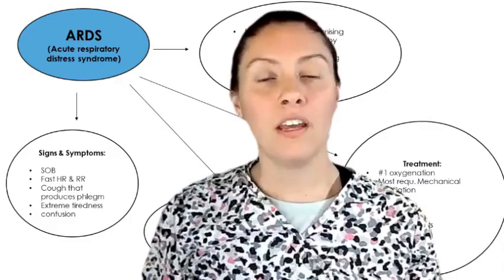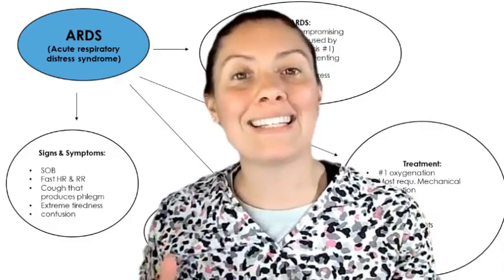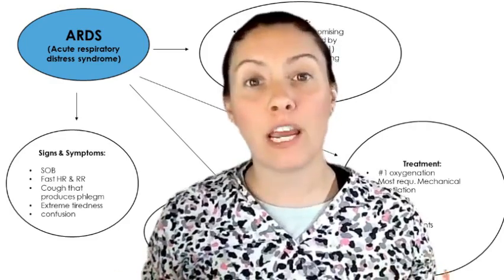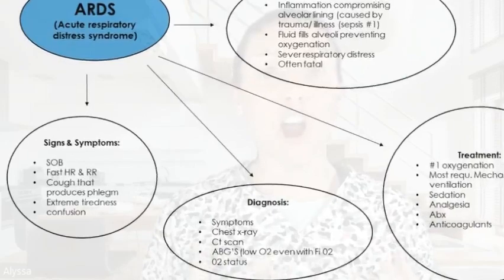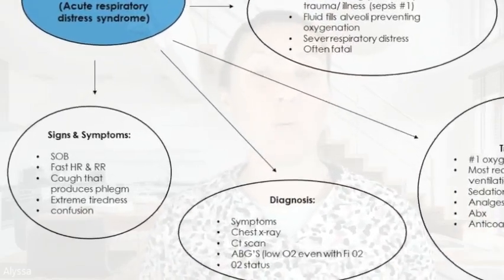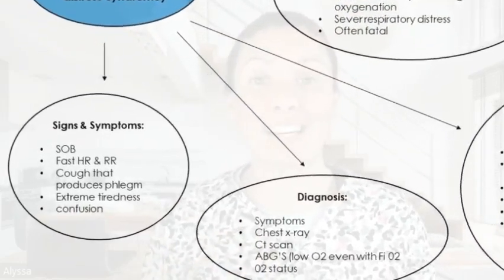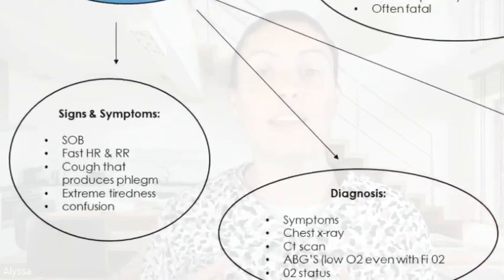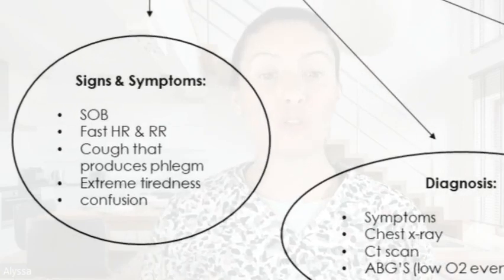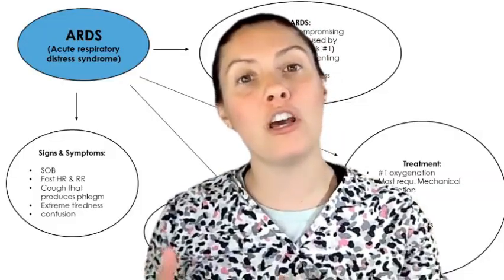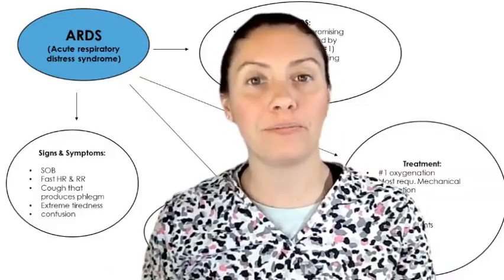the body. So what are the signs and symptoms that you will be seeing in your patient? You're going to see them have shortness of breath. Their heart rate and respiratory rate is going to increase because they're not getting enough oxygen. They will have a cough that produces phlegm. They will have extreme tiredness and confusion due to the lack of oxygen.